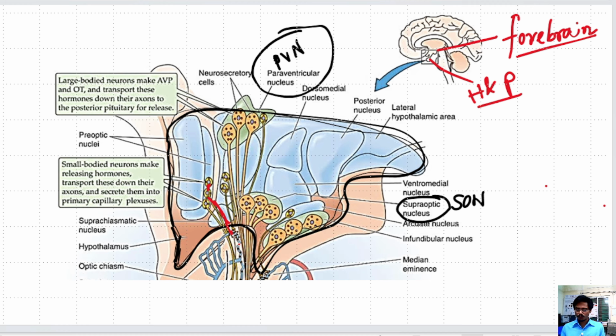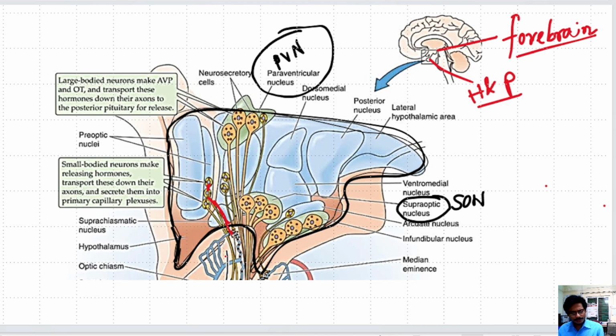These are the neurosecretory cells, that's why their axons are there. They release hormones like vasopressin and oxytocin from this axon to the posterior pituitary side.